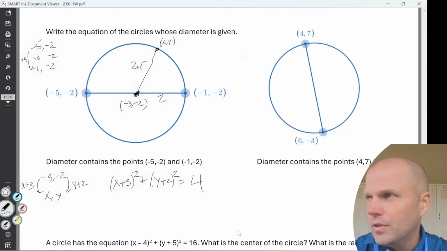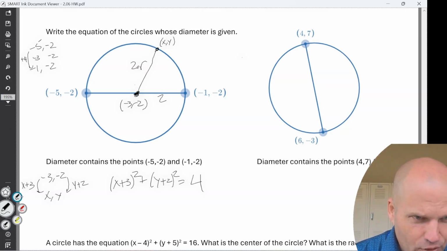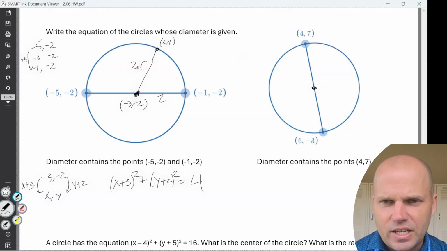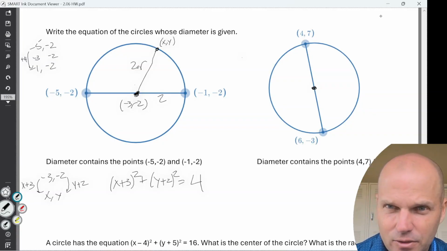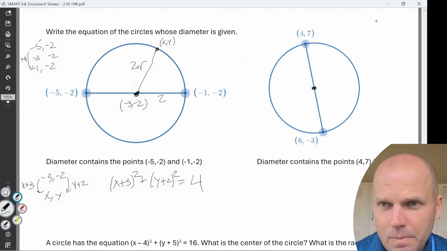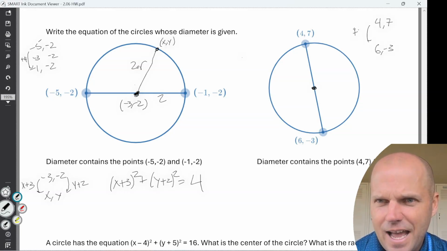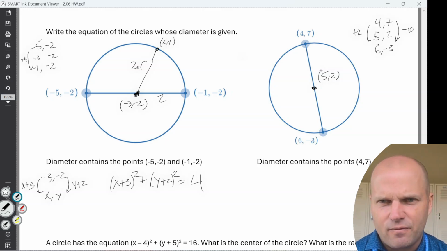Okay, what if the diameter's on a diagonal, though? Well, then things get a lot trickier. This is probably the most involved problem, where you're given the diameter, and the diameter is a diagonal. We have to find the middle, because the middle will be the center of the circle. So, Mr. Midpoint, from 4 to 6, that's an add 2. Well, I'm going to add 1 to get to 5. From 7 to 3, I'm going to subtract 10. We'll subtract 5, and I get to 2. And I have my midpoint is at 5, 2.